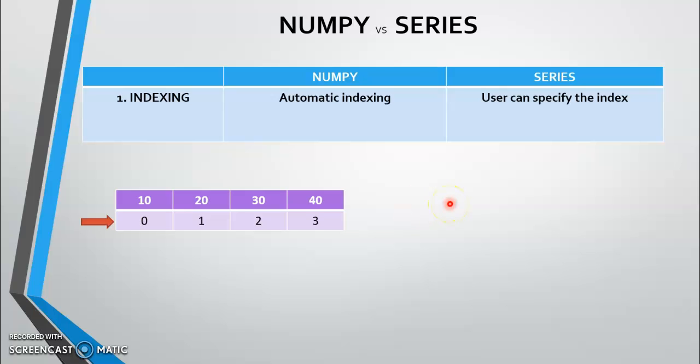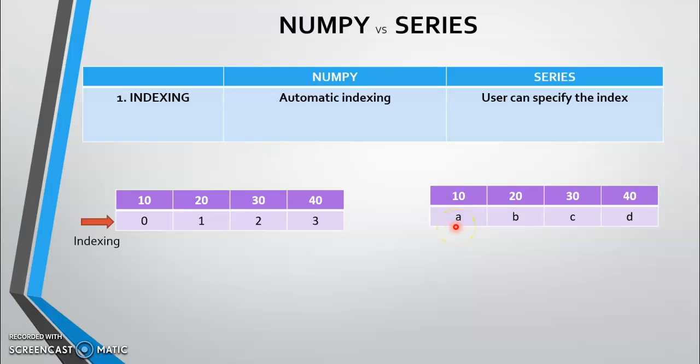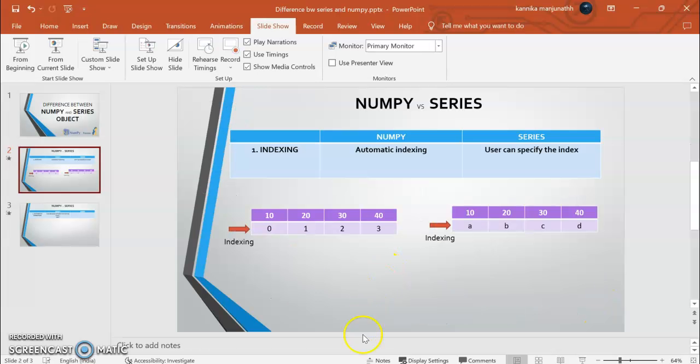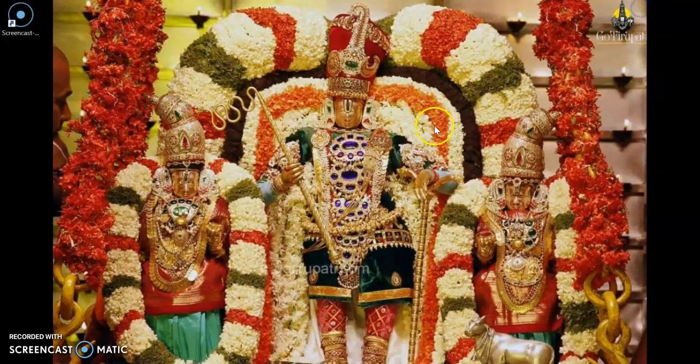But in a series, we can specify the access labels. That is, it can be indexed by a label, so it need not be numbers. It can be anything. Like here, we have the array 10, 20, 30 and 40 with the access labels A, B, C and D. So this is one difference between a NumPy array and a series object. The first one is indexing. So let us see the code. Let us try it in our Jupyter notebook.